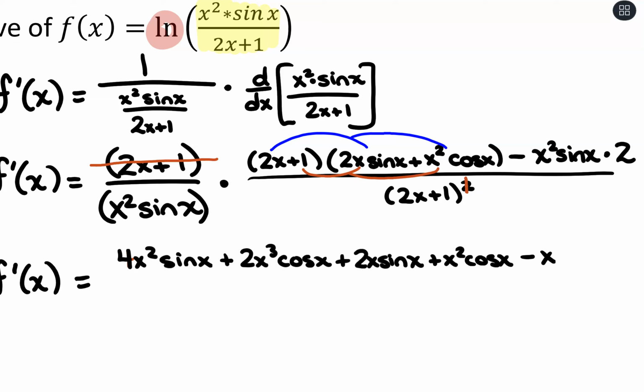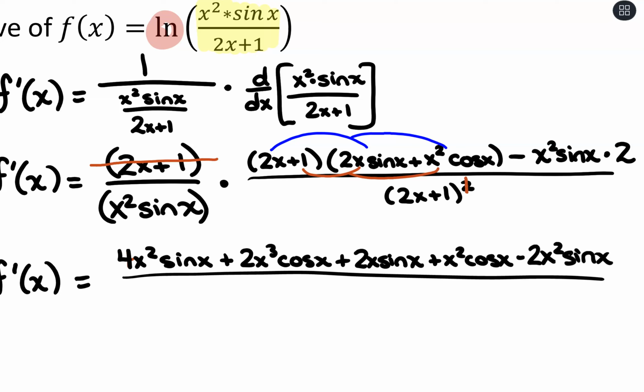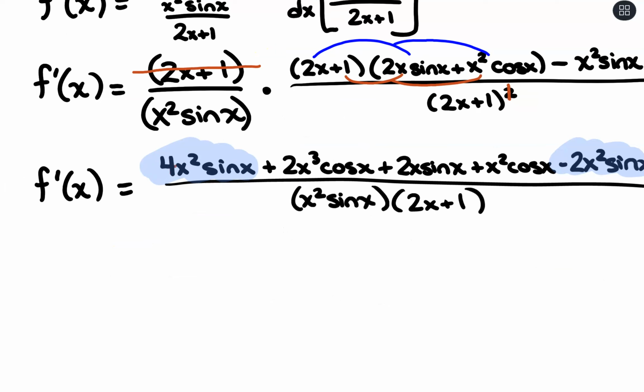All subtracting with x squared sine x times 2. So I have minus 2 of those. Minus 2x squared sine x. All over, and we have this x squared sine x times 1, 2x plus 1. Okay, then I'm going to see if there are any like terms I can combine, and it looks like we have this x squared sine x as common terms that we can combine together. But everything else is going to need to stay separate.